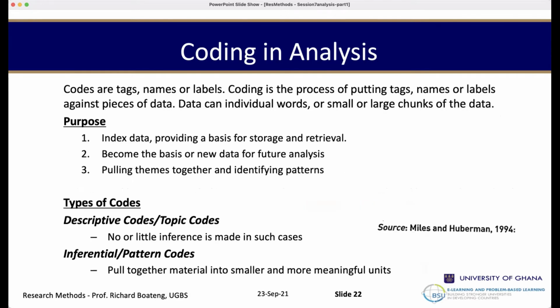Okay. So what goes into coding? Coding means I'm applying labels to a group of text. The labels are called the codes or the tags or the names. When you put the tags or the names or the labels against the data, you have coded. Now data can be individual words or small or large chunks of data.